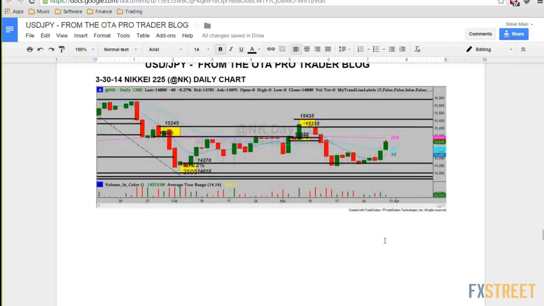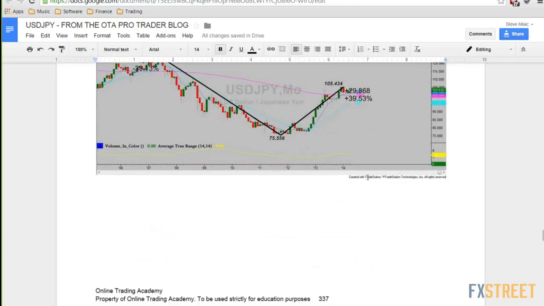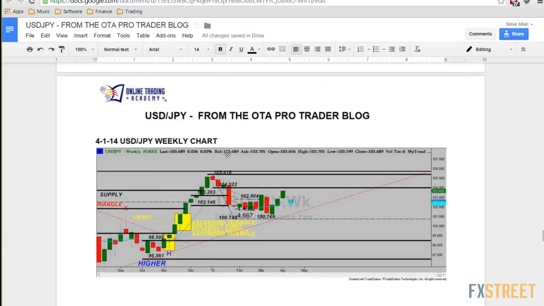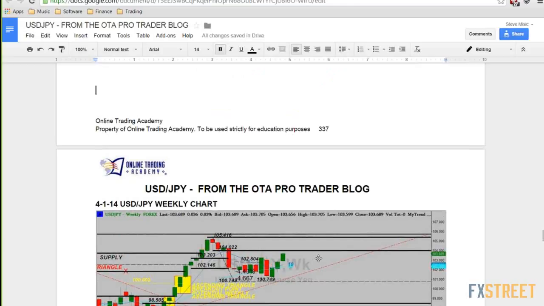So as April begins, the monthly chart, same picture, no new highs, nothing's changed. Can't seem to make any progress above 104 at this point. We're going to test 104 right here in the first week of April on the weekly chart.